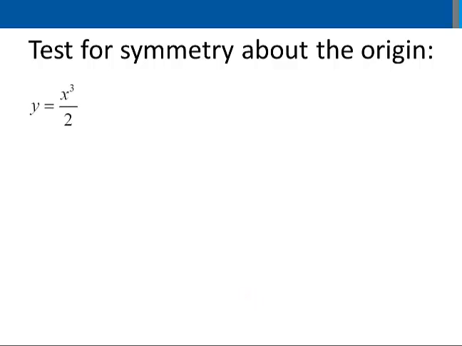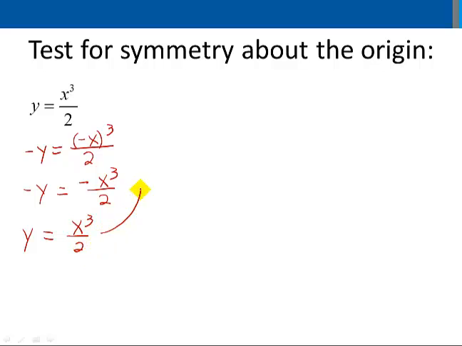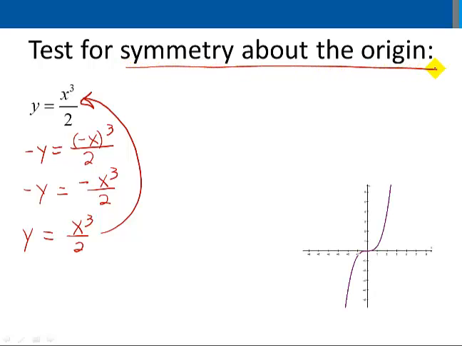Let's test an equation for symmetry about the origin. We have y equals x cubed over 2. To test for symmetry about the origin, we replace y with negative y and x with negative x. Recall that negative x cubed is the same as the negative of x cubed. Multiplying each side of our equation by negative 1 gives us y equals x cubed over 2. Again, the same as our original equation, proving that the graph of this equation will be symmetric about the origin, and we can see that here.